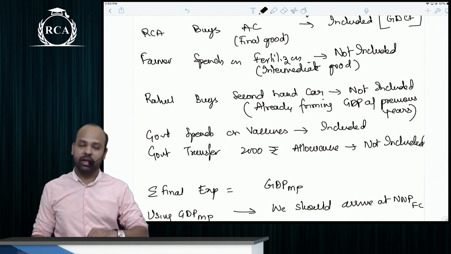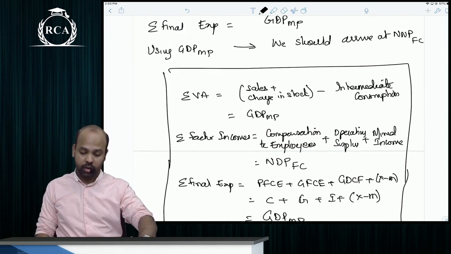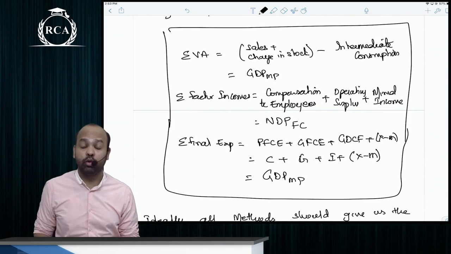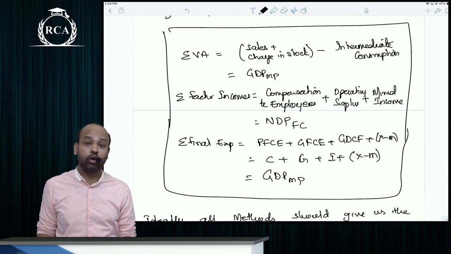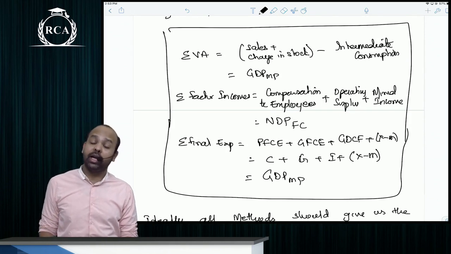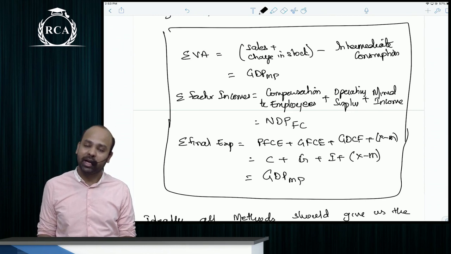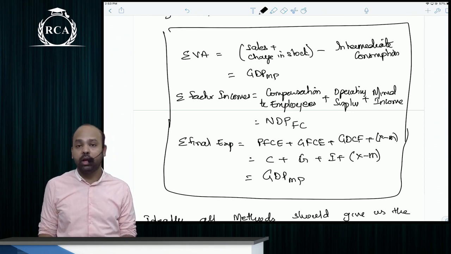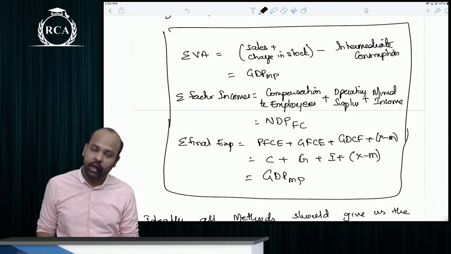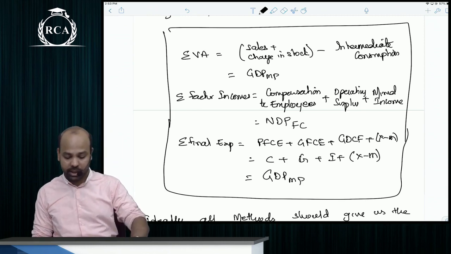Government spends on vaccines, included. Government is giving 2000 rupees, that's a transfer payment, not included. So this is where you'll understand. When you add all the value added in the value added method, you get GDP at market prices. Under income method, when you're adding all the factor incomes, you get net domestic product at factor cost. And under expenditure method, you get GDP at market prices.